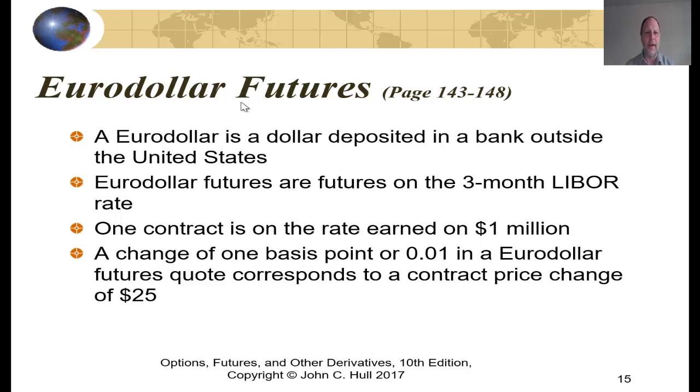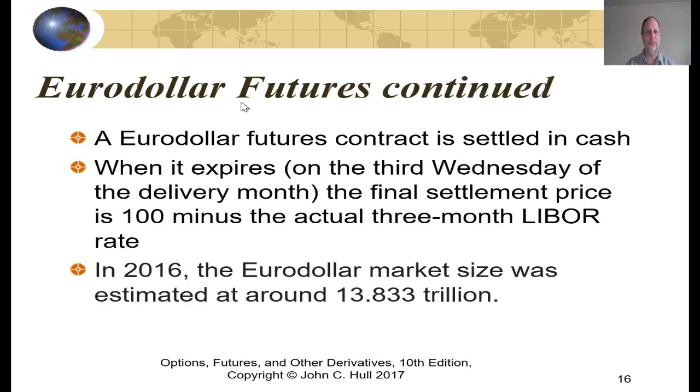So one contract on a euro-dollar future is on the rate earned on $1 million, and they are structured so a change of 1 basis point, or 0.01, in the euro-dollar futures quote corresponds to a contract price change of $25. There is no debt instrument underlying the euro-dollar, so a euro-dollar futures contract is settled in cash, whereas a bond future is settled by delivery of the bond.